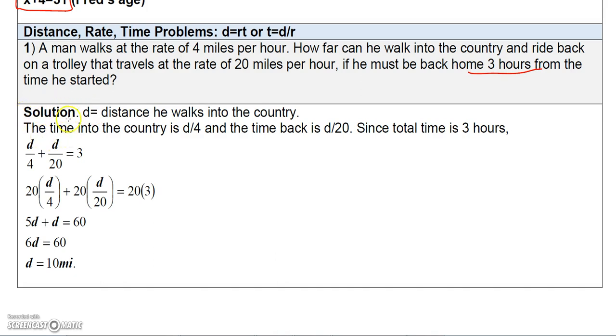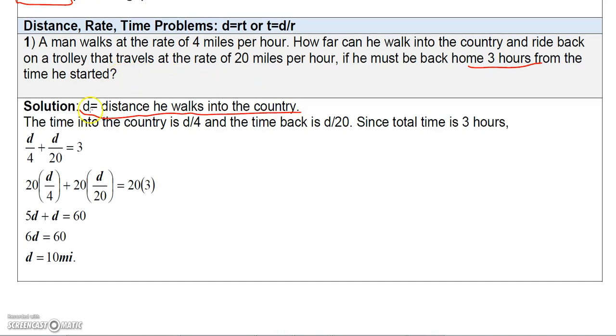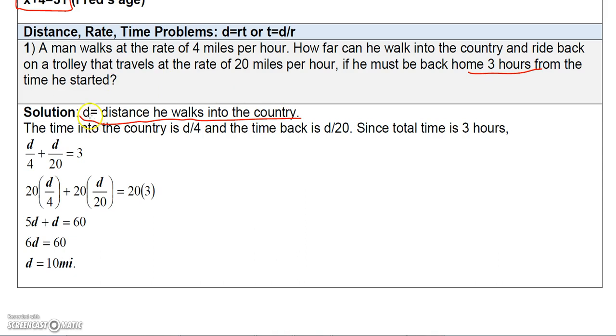Okay, so let's let D be the distance he walks into the country. And by the way, that's also the distance he travels when he travels back. So since D is the distance, when he walks into the country, he's walking at 4 miles per hour. So the time, remember, is distance over rate.